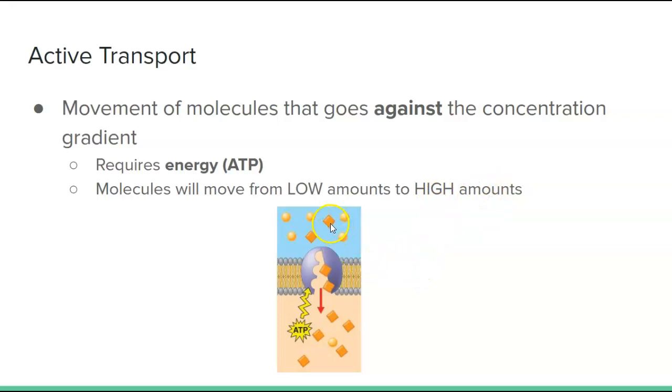So in this case, you see how this is already low. There's only 2 diamonds here, but on the other side there's 5 diamonds, and this is using energy to move 2 additional diamonds out into where there's already a high amount of those diamonds. So it's kind of forcing the movement against the concentration gradient. And the only way to force something is to use energy to do that.